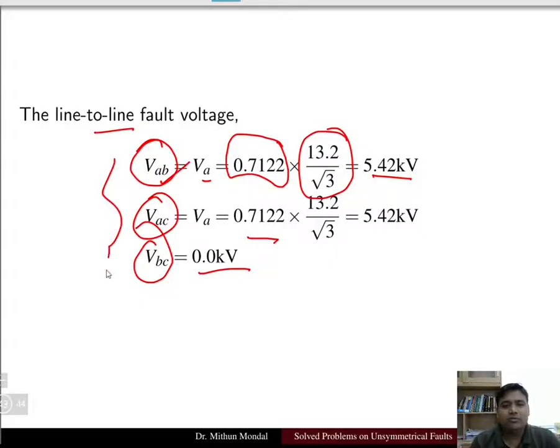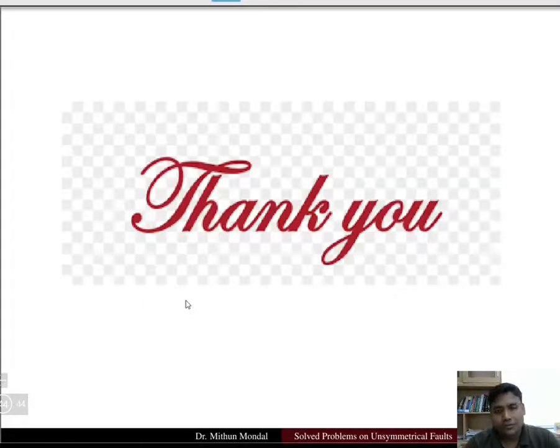So in this way, we have obtained the faults for the unsymmetrical faults line to ground, line to line and double line to ground, for all three cases of the same problem. So any type of unsymmetrical fault can be solved provided the knowledge of the circuit is there. Thank you for now.